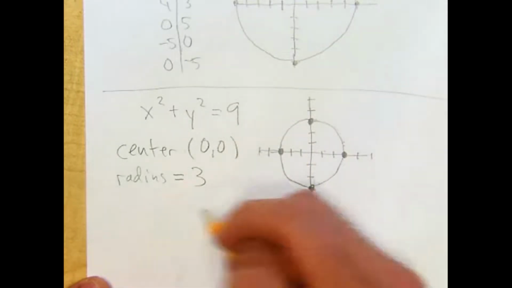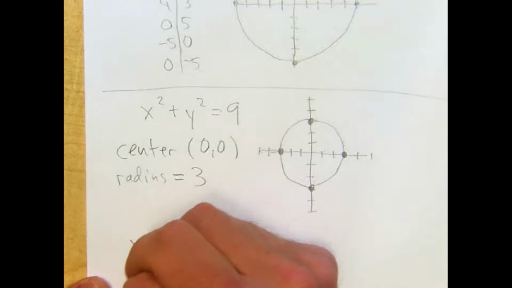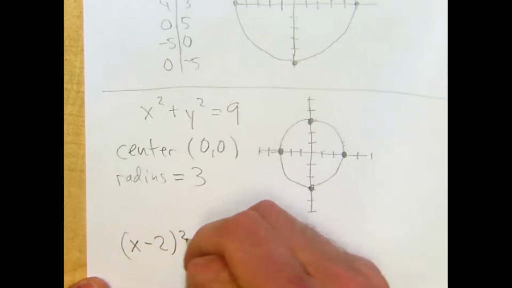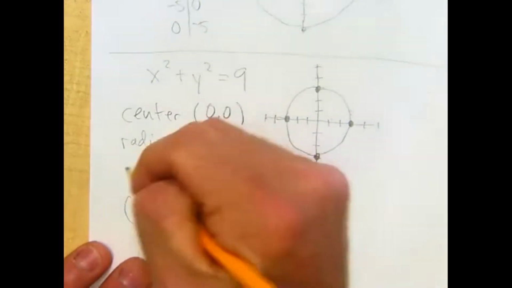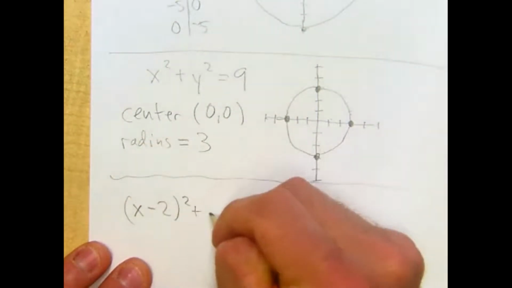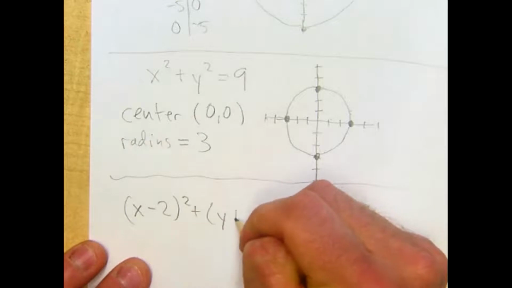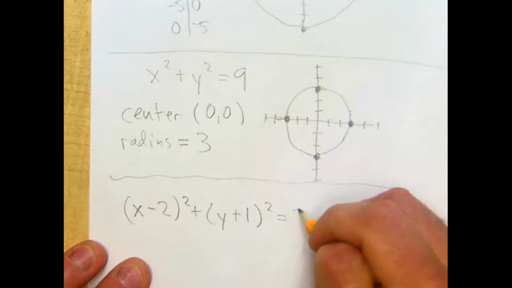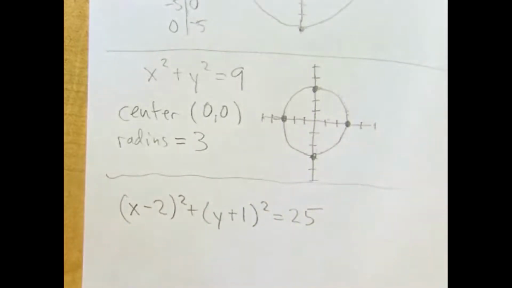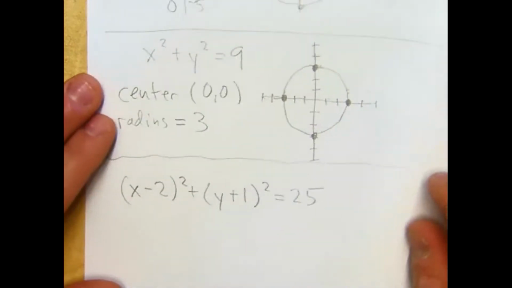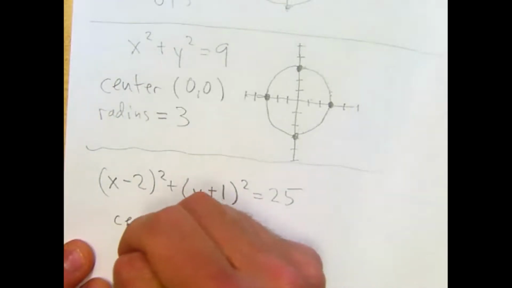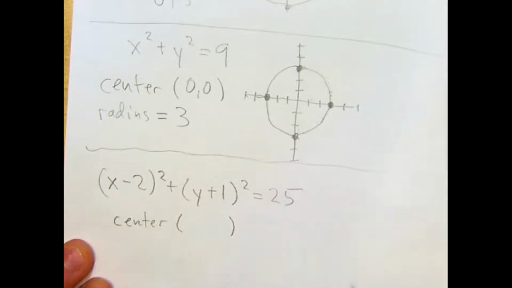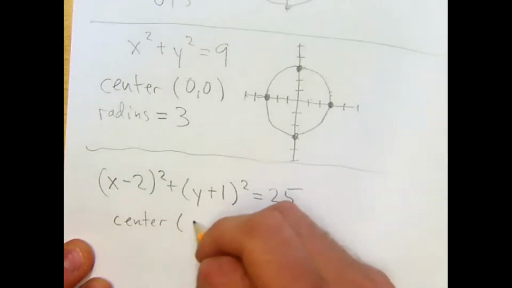Okay. And I'm going to do one other one that's kind of weird. This is where it gets a little bit weird looking. Say (x minus 2) squared plus (y plus 1) squared, we'll say equals 25 again. I'm just going to tell you, this is not going to be centered at 0, 0. This is actually going to be centered at 2, -1.